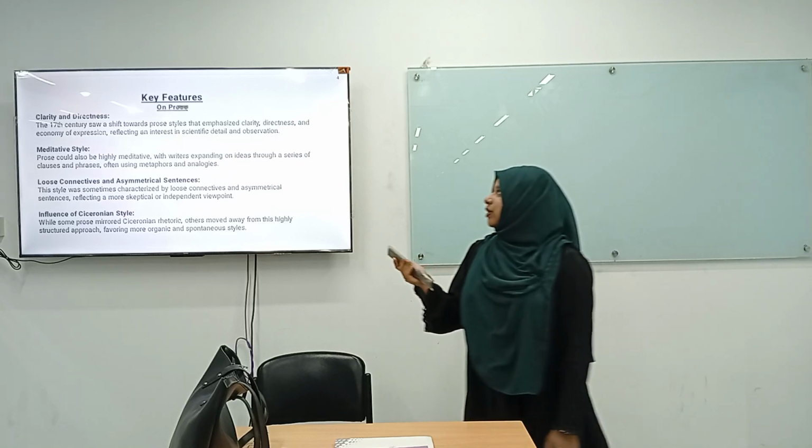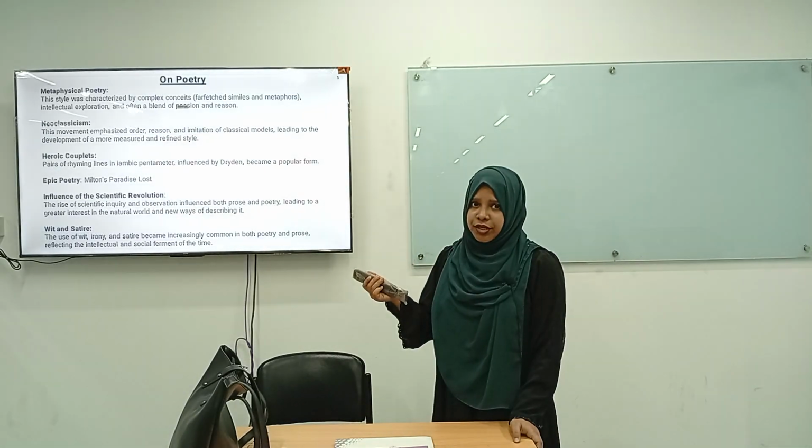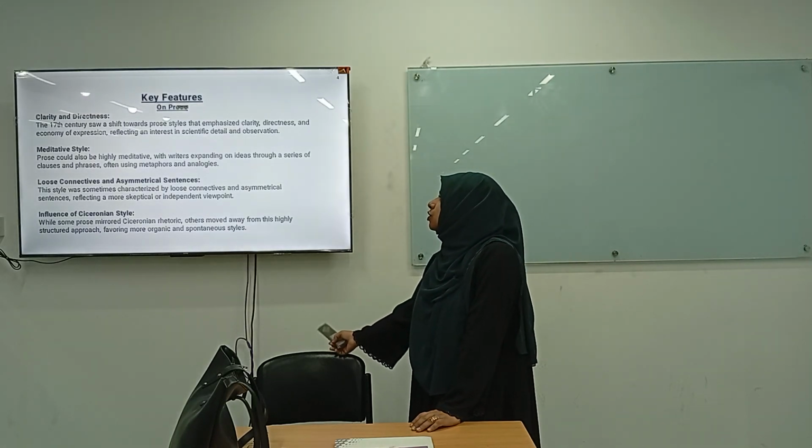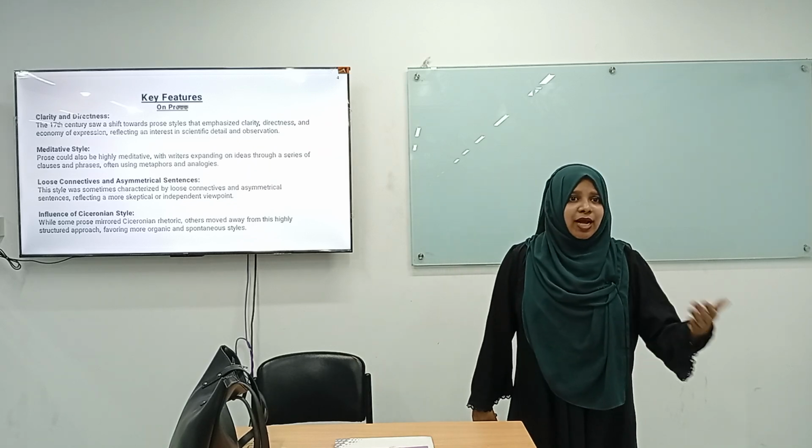Okay, so we will read about key features on prose and on poetry. At first is prose: clarity and directness. The 17th century saw a shift towards prose styles that emphasized clarity, directness, and economy of expression, reflecting an interest in scientific detail and observation. Think about Crusoe. Whatever he was doing, he was trying to do it scientifically, logically, practically.